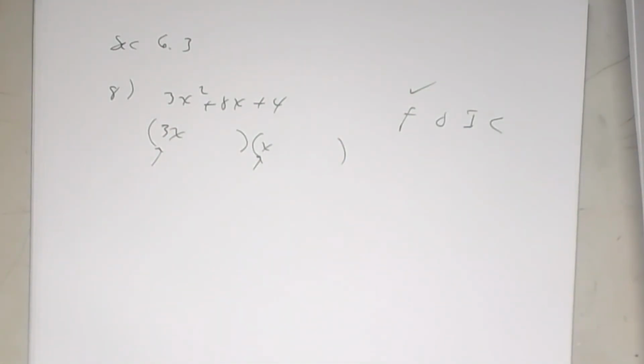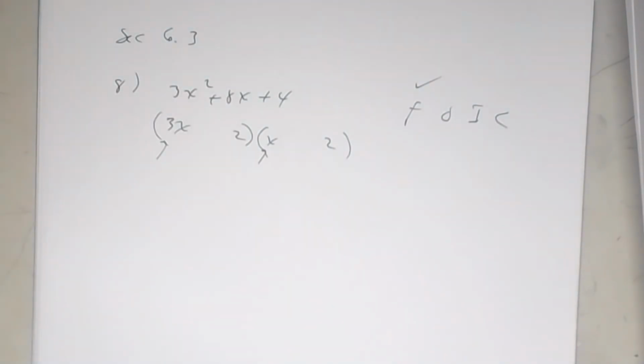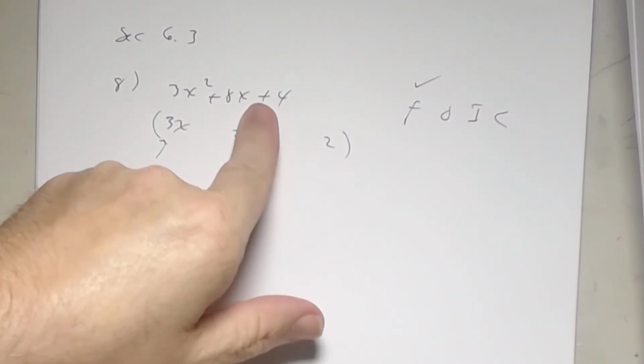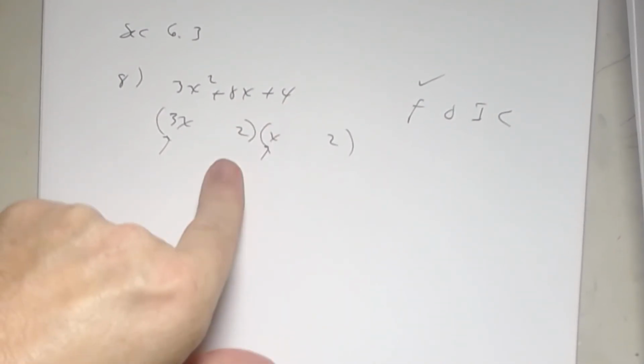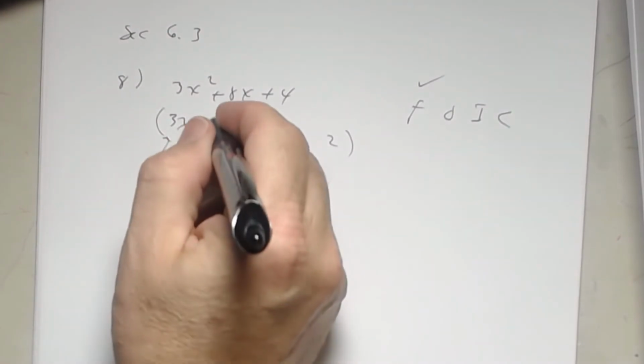Now let's go to the last. What times what is 4? 4 and 1, 2 and 2. You want to try 2 and 2 first? Yes. We'll try 2 and 2 first. All right, now let's talk about the last sign. The last sign is positive. That means the signs in here have to be the same, and they're both positive.